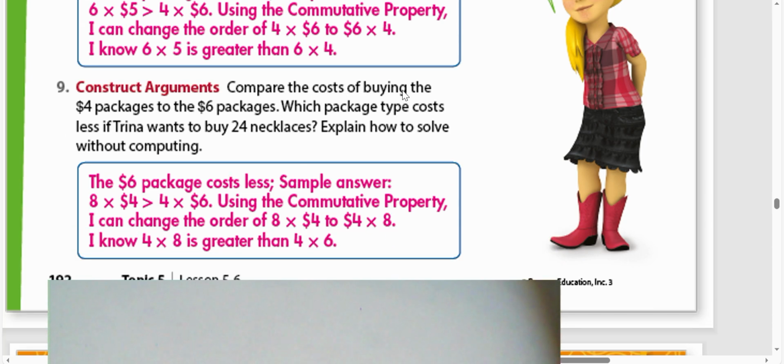Compare the cost of buying the $4 package to the $6 package. Which of them costs less if Trina wants to buy 24 necklaces? Explain how to solve without computing. The $6 package costs less because 8 times 4 equals 32, which is greater than 4 times 6. We can also use the commutative property to find the result. I can change the order 8 times 4 to 4 times 8. I know 4 times 8 is greater than 4 times 6.